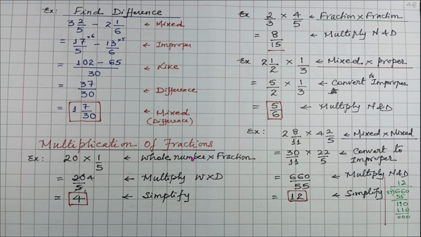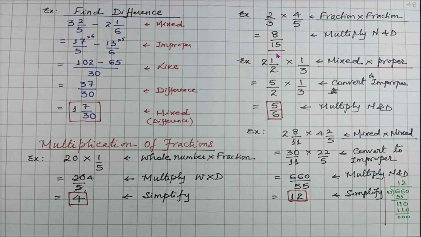Now, multiplication of fractions. This is another important fundamental operation. 20 into 1 by 5. Now I am multiplying a whole number with a fraction. So first of all, multiply the numerators. 20 into 1 is 20. 5 into 1 is 5. 20 divided by 5 is 4. So that is the answer of multiplication of a whole number by a fraction. Now here we are multiplying a fraction and a fraction. 2 upon 3 into 4 by 5: multiply the numerators, multiply the denominators. 2 into 4 is 8, 5 3s are 15, and 8 by 15 is the multiplication of these two fractions.